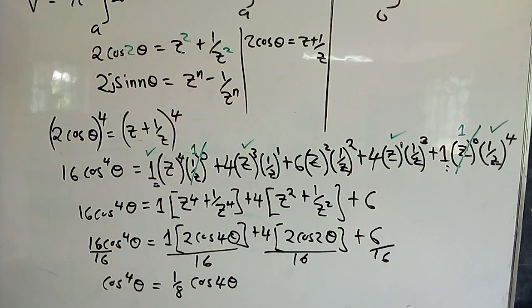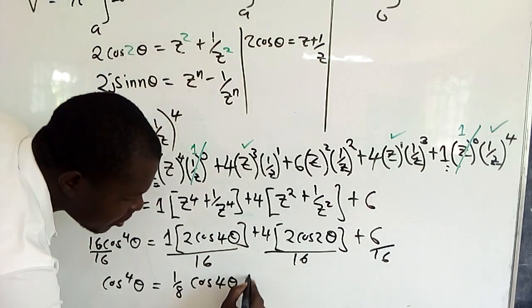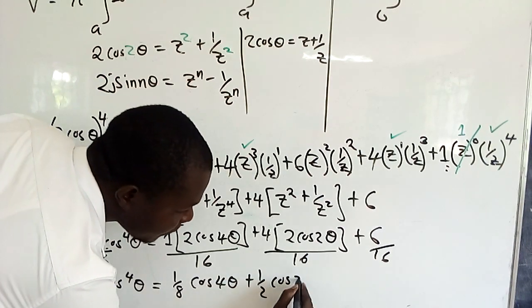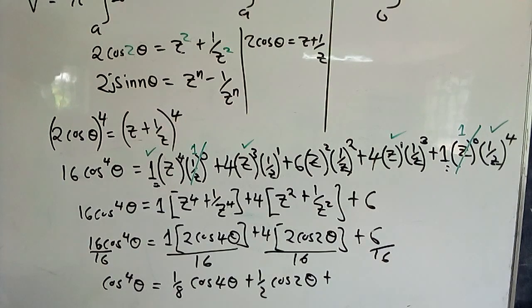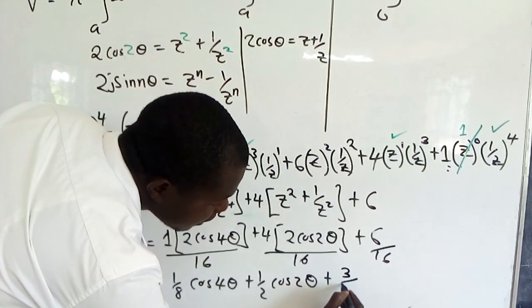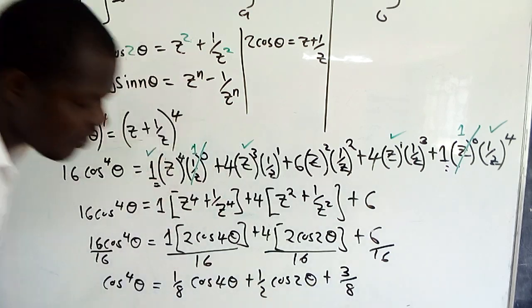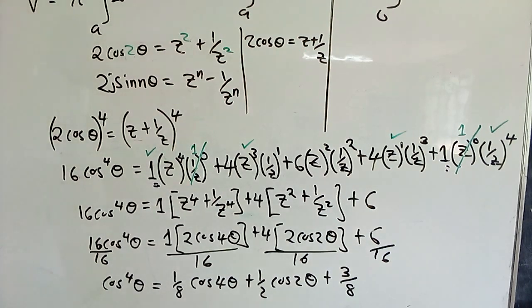Are we together? Yes. Then move to the next one. 4 times 2 is 8. 8 divided by 16, you get 1 over 2. So it is plus 1 over 2 cos 2 theta. Then plus 6 divided by 16, 3 over 8. Good. But now, what do we want?